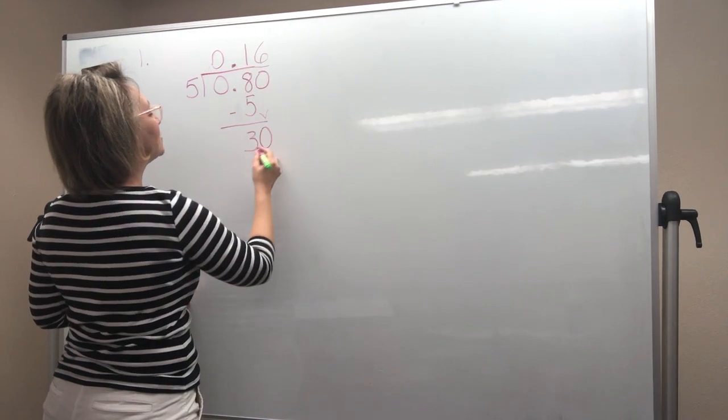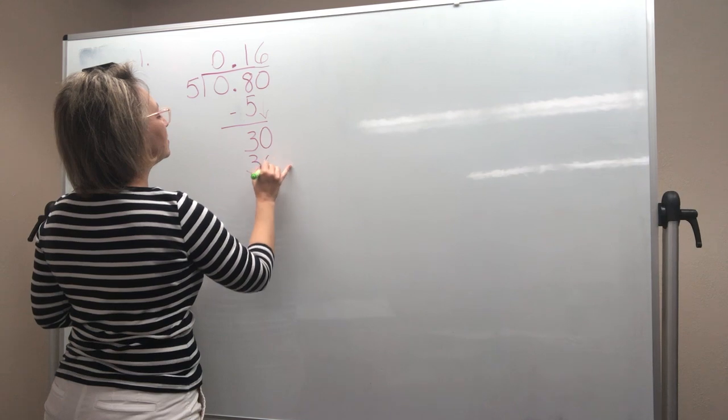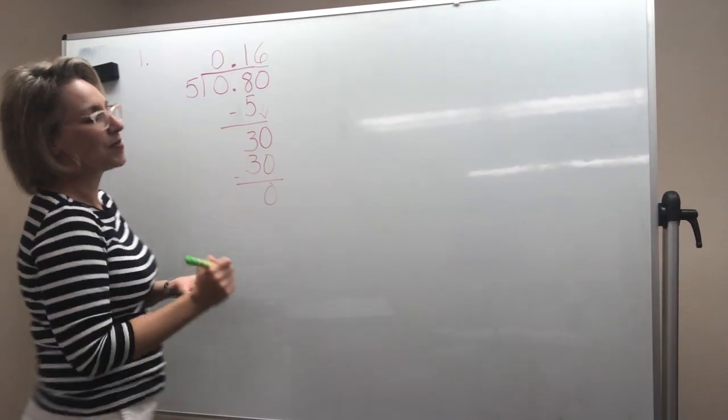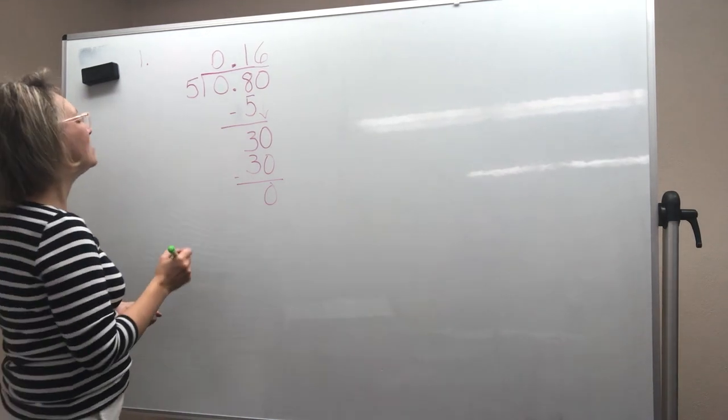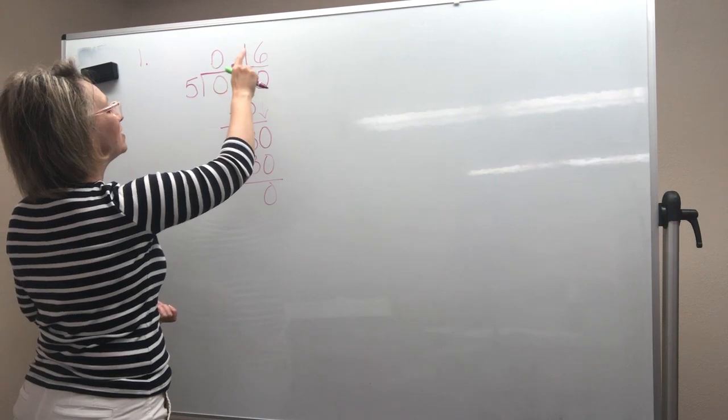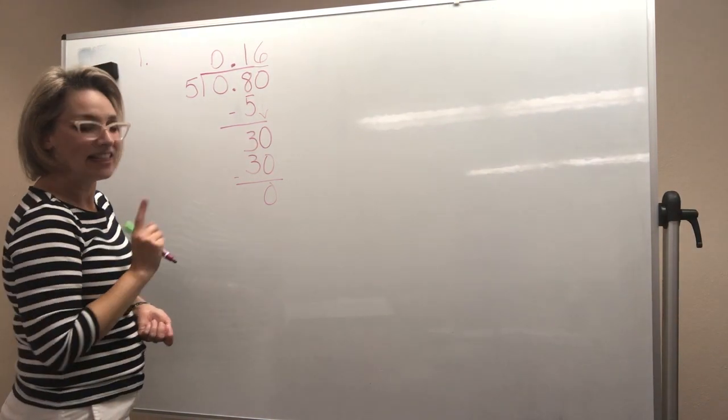Okay, so 5 times 6 is indeed 30. We subtract. Now we have 0 remainder, so we're done. So our answer to number 1 is 16/100, 0.16. Okay, let's do another one.